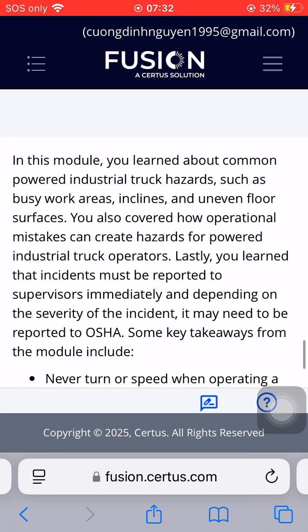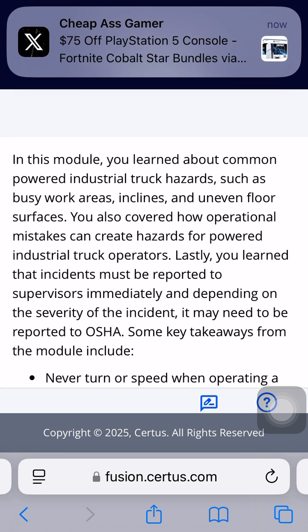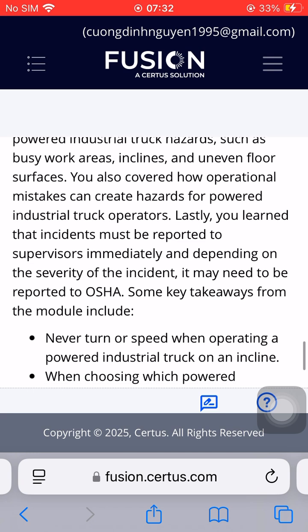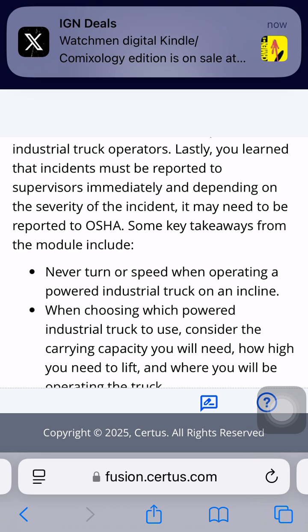Module Review. In this module, you learned about common powered industrial truck hazards, such as busy work areas, inclines, and uneven floor surfaces. You also covered how operational mistakes can create hazards for powered industrial truck operators. Lastly, you learned that incidents must be reported to supervisors immediately, and depending on the severity of the incident, it may need to be reported to OSHA.